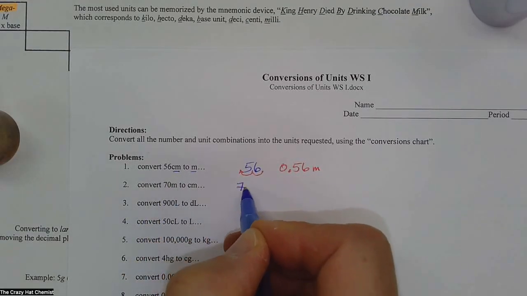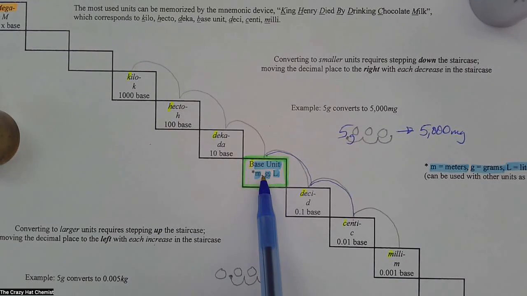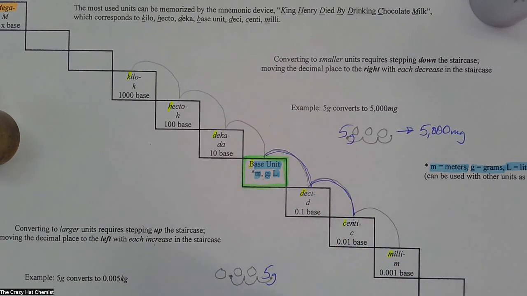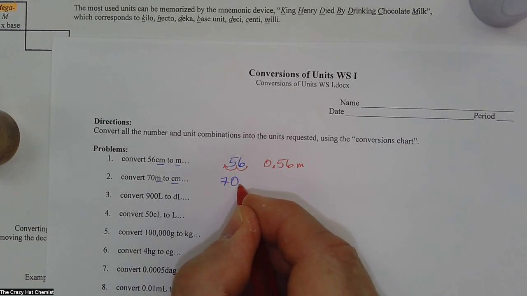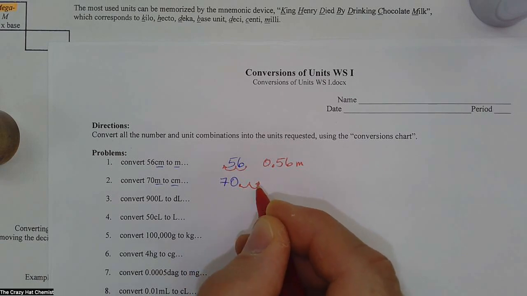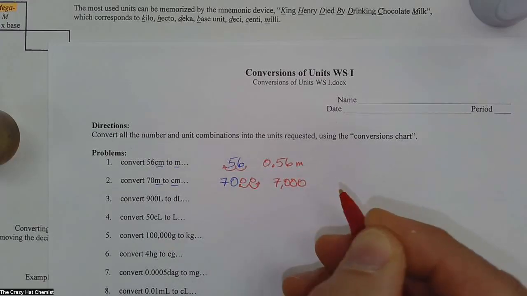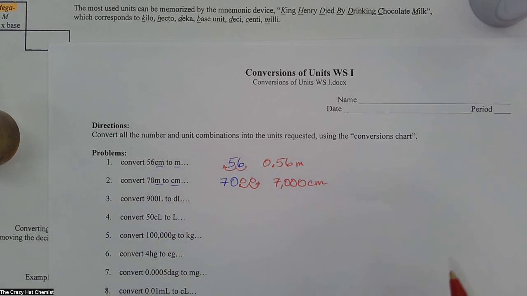We have 70 meters. We're going to convert it to centimeters. There's meters. We're going to start here at the base unit of meters and go 1, 2 places to the right. That's down and to the right. So we're going to take our decimal and place it 2 places to the right, 1, 2. There's our new decimal. We're going to replace these with 0. So that would be 7,000 centimeters. So 70 meters is equal to 7,000 centimeters. Let's try our next one.